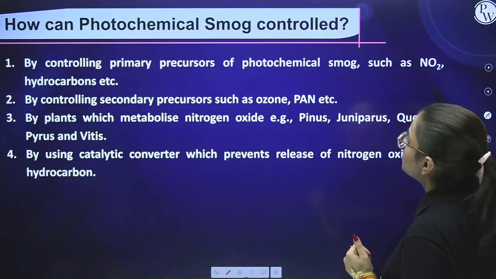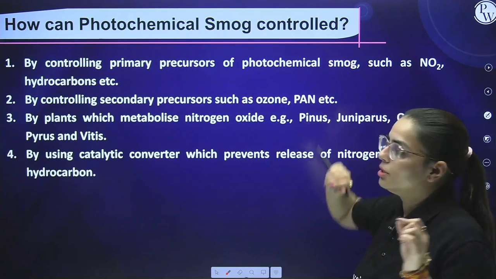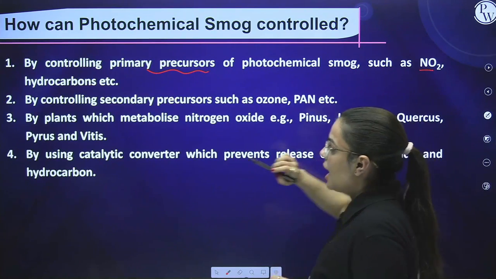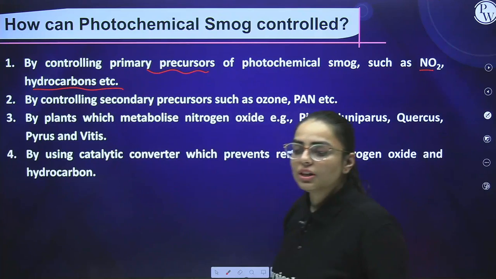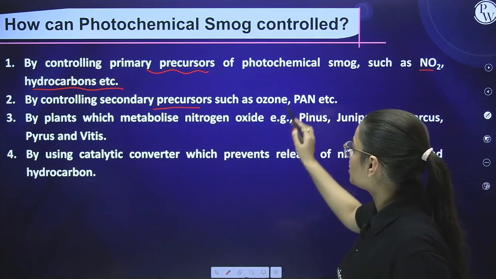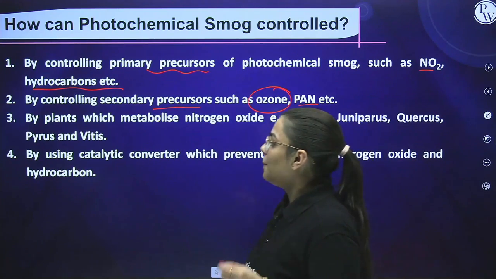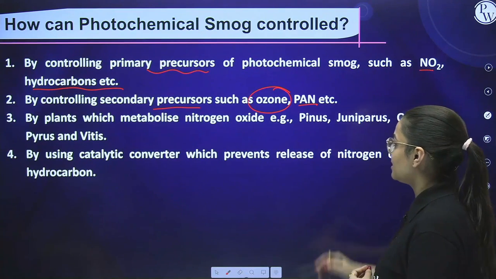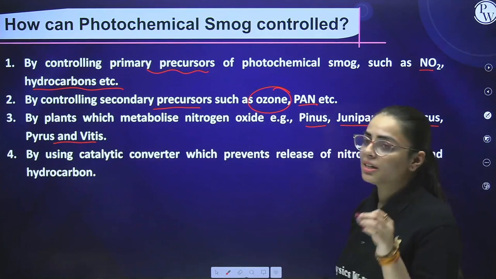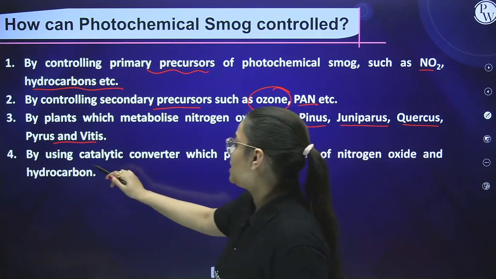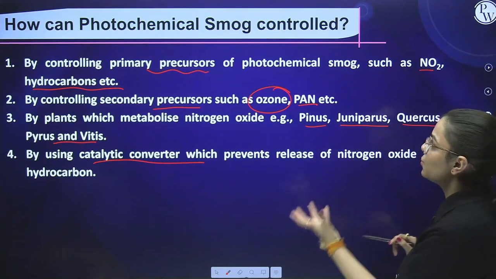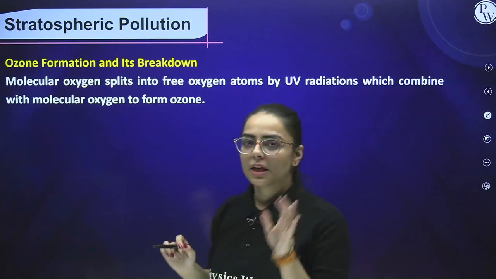So yes, students, now comes how photochemical smog can be controlled. First, by controlling primary precursors of photochemical smog, such as NO2 and hydrocarbons. If we can control all these, we can control the further reactions also, if the first reaction is being controlled. Second, by controlling secondary precursors such as ozone, PAN, etc. Third is by plants which metabolize nitrogen oxide, for example Pinus, Juniperus, Pyrus, Ricinus, all of which metabolize nitrogen. These can be used along with a catalytic converter which prevents the release of nitrogen oxide and hydrocarbon. Clear? So these are the ways in which photochemical smog can be controlled.